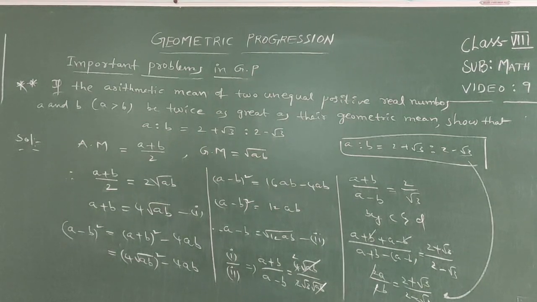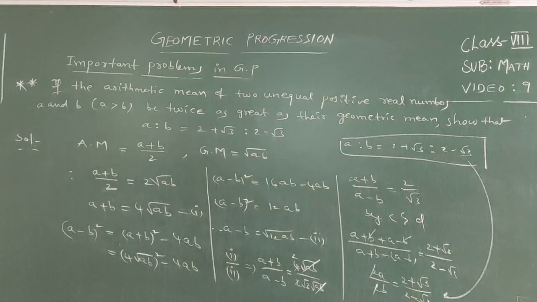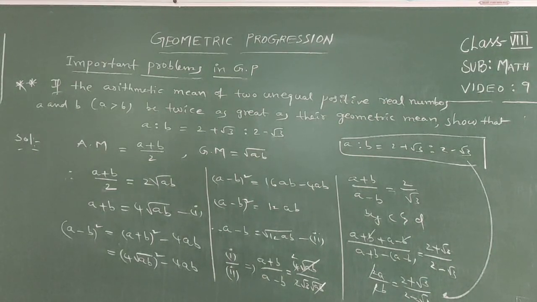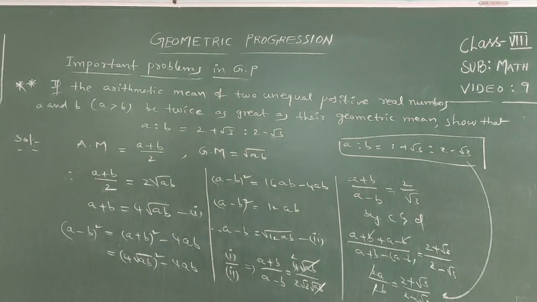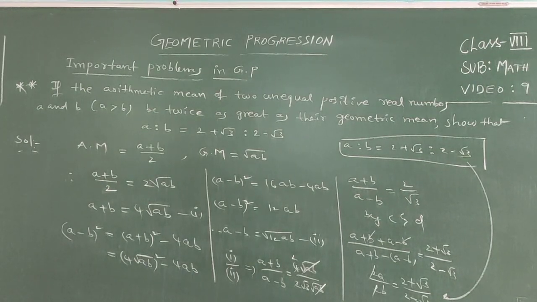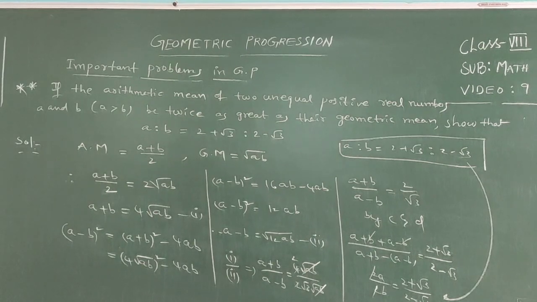In the LHS part, b gets cancelled in the numerator. In the denominator, a gets cancelled. You will get 2b by 2a... by 2b equal to 2 plus root 3 by 2 minus root 3. Okay, finally we will get a is to b equal to 2 plus root 3 by 2 minus root 3.